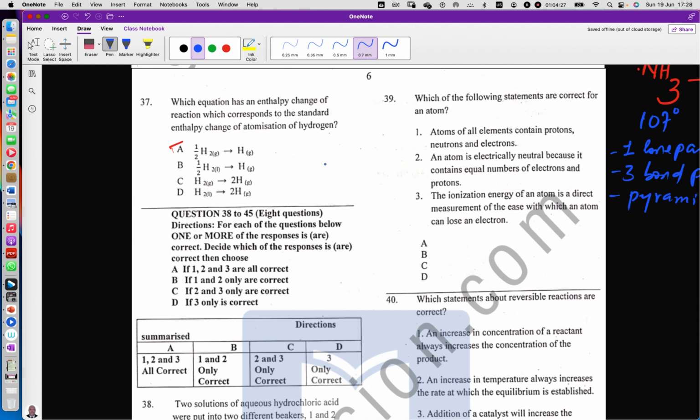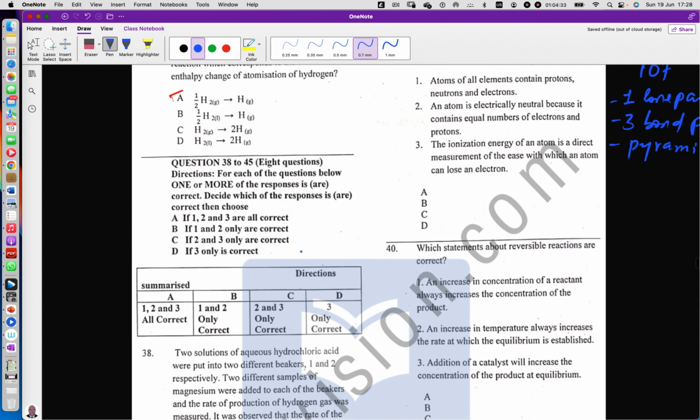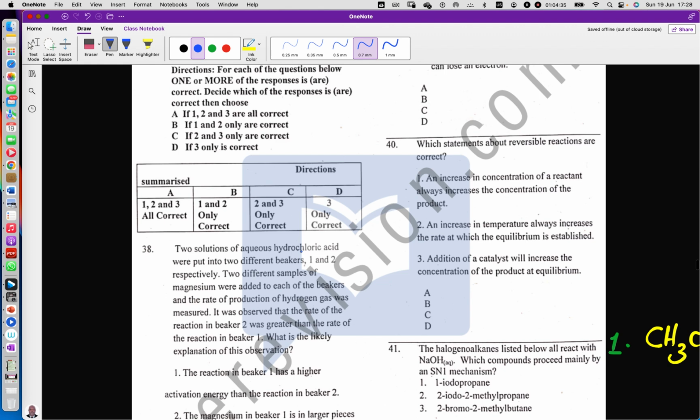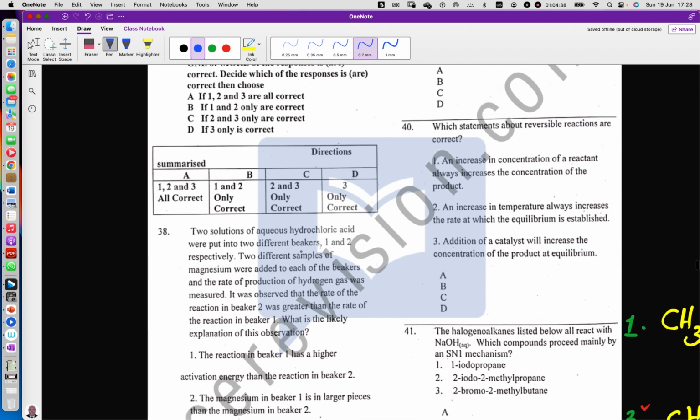Then question number 40. Which statement about reversible reaction are correct? 1, an increase in the concentration of a reactant always increases the concentration of the product.